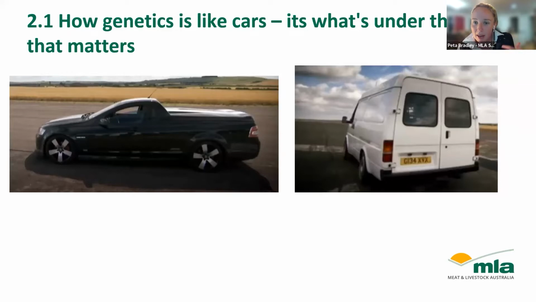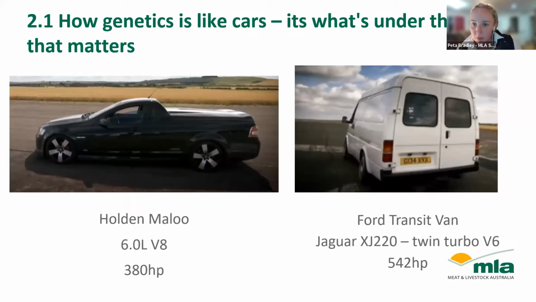But this is where my genetics analogy comes in. I don't think the Aussies would have been so confident if they actually knew what was under the hood of the Ford Transit van that the Pommies rocked up in, which was a twin turbo Jag V6 motor that was actually putting out 542 horsepower compared to the 380 from their Ute. So naturally, the Poms won that drag race. But coming back to genetics, it's the same thing. What you see is not always what you get. It's important to know about the genes that animal carries that it's going to pass on to its progeny.